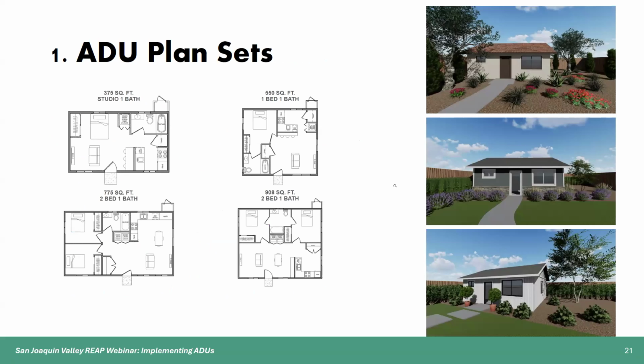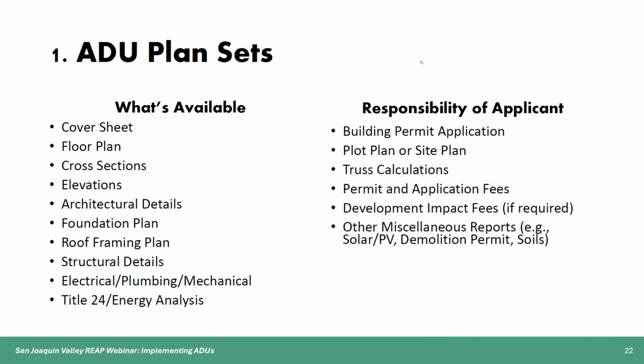Next slide. This is just showing the ADU plan sets that are available. Just as a reminder, there's a 375 square foot plan, a 550 square foot plan, a 775 square foot plan, and a 908 square foot plan. And there are 3 styles available for all 4 floor plans.